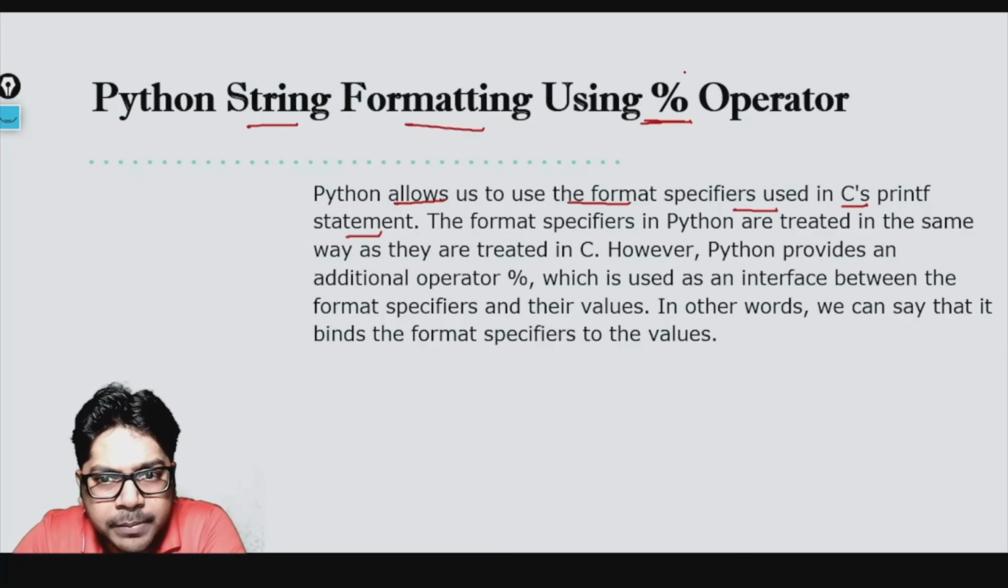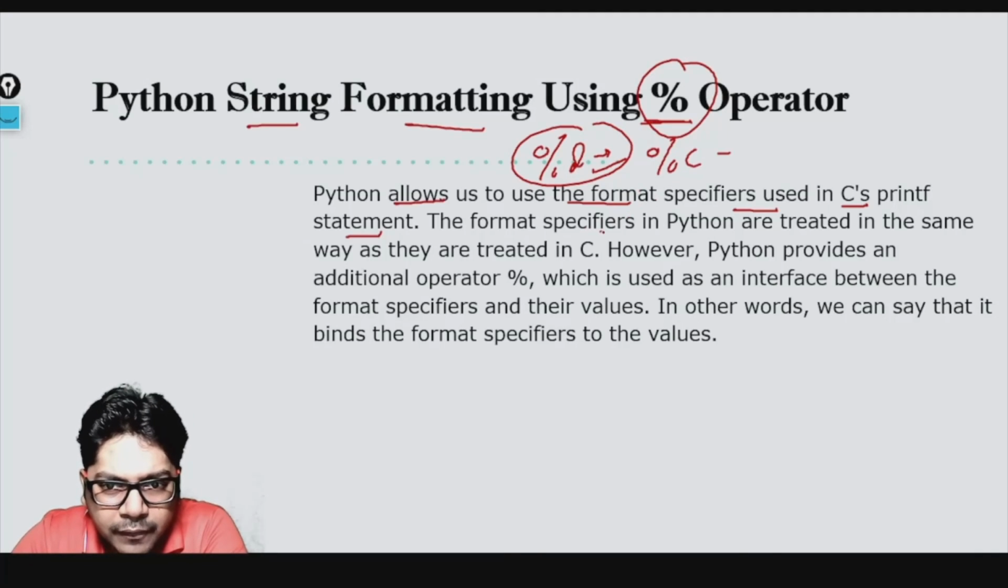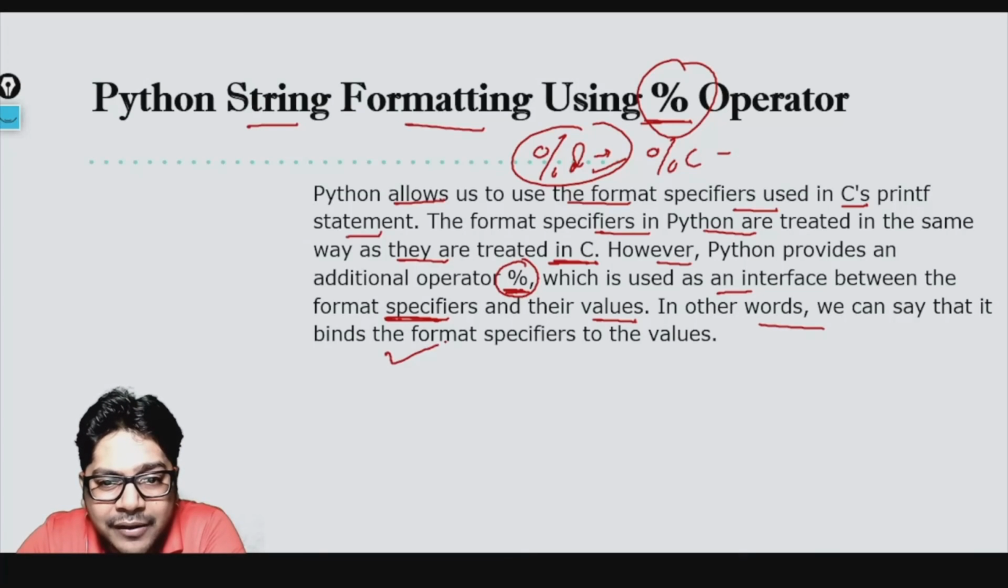We already know that %d, %c, %f are format specifiers in C. The format specifiers in Python are treated in the same way as they are treated in C. However, Python provides an additional operator, the percent sign, which is used as the interface between the format specifier and their values. In other words, it binds the format specifier to the values that they belong to.